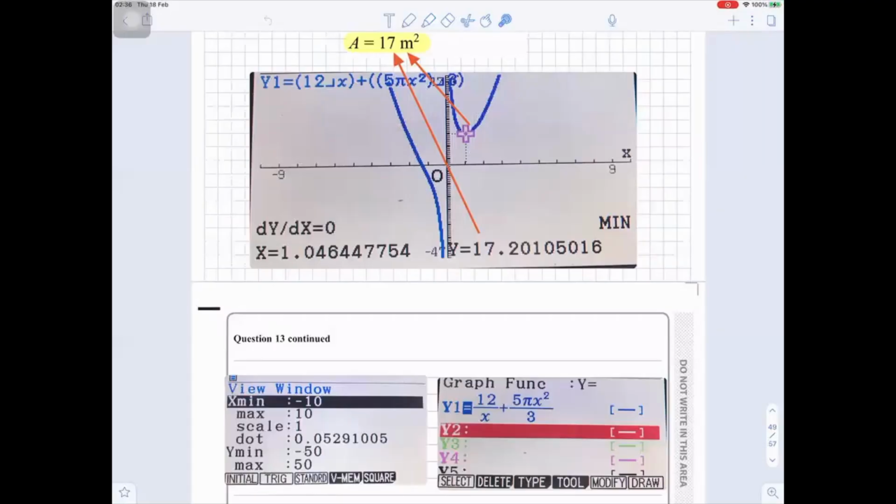And that's the setting you will use for the calculator. For the view window, x will go from minus 10 to 10, and y will go from minus 50 to 50. You enter the function, and you get the graph. Then you go to G-Solve, look for minimum, and that gives you 17.